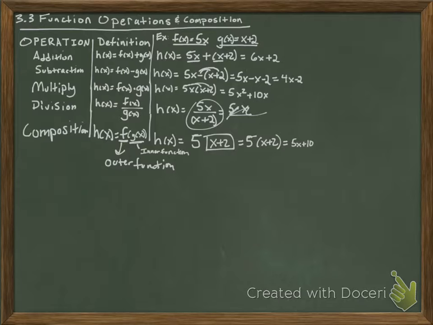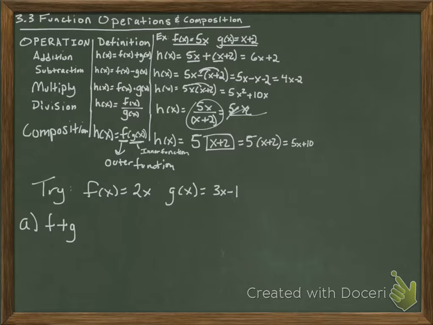I would like you guys to try the following. Let's let f of x equal 2x and g of x equal to, let's do 3x minus 1. I want you to try the following. A, do f of x plus g of x, and I'm just going to use shorthand f plus g. It means add the two. For part B, let's do f minus g. For part C, try to do f times g. D, do f over g.